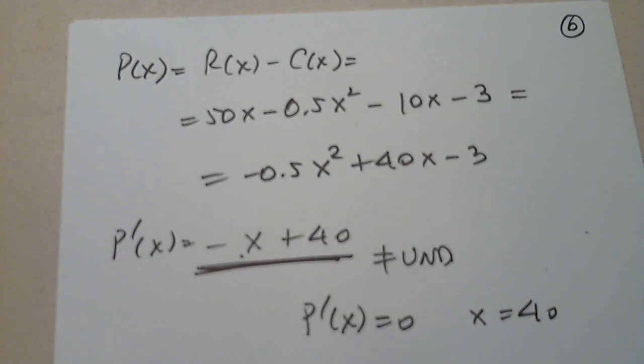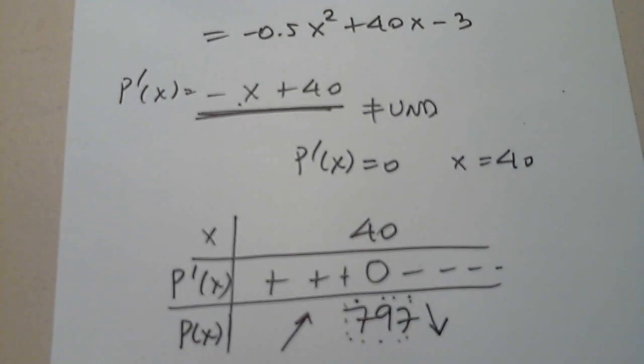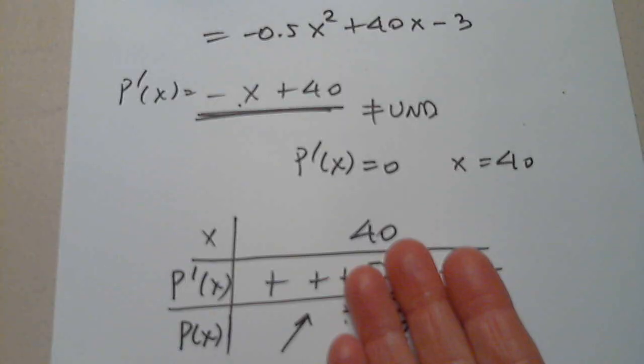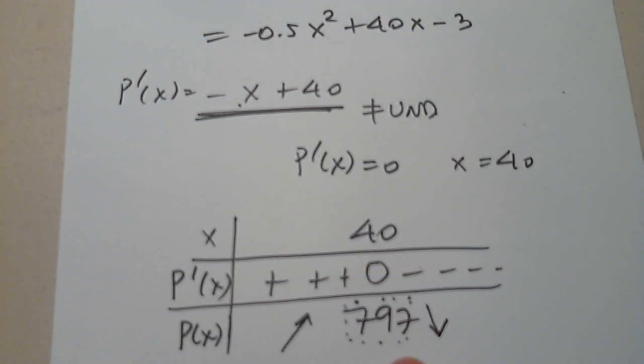So clear everything and put in the function negative 0.5x squared plus 40x and minus 3 and just second and table, and I want to plug in 40, nothing else. So I got 797. So how will I answer in one sentence? When x number of units produced and sold is 40, the absolute maximum profit will be 797.